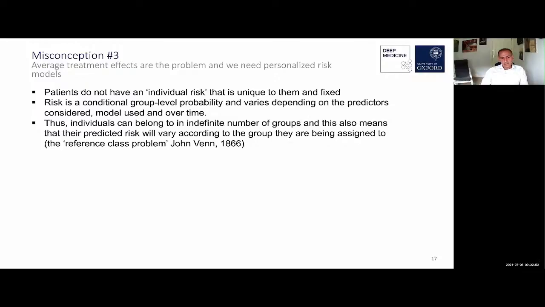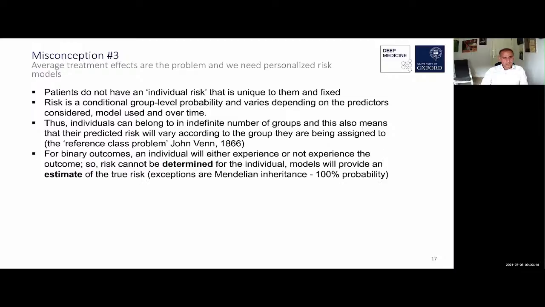So that means that any individual can belong to an infinite number of groups, and this also means that the predicted risk will vary according to the group they're being assigned to, and that is the term that John Venn coined in 1866, the so-called reference class problem. People can essentially belong to different reference classes. In fact, for binary outcomes, such as heart attack or stroke or death, an individual will not obviously have a probability of suffering an event.